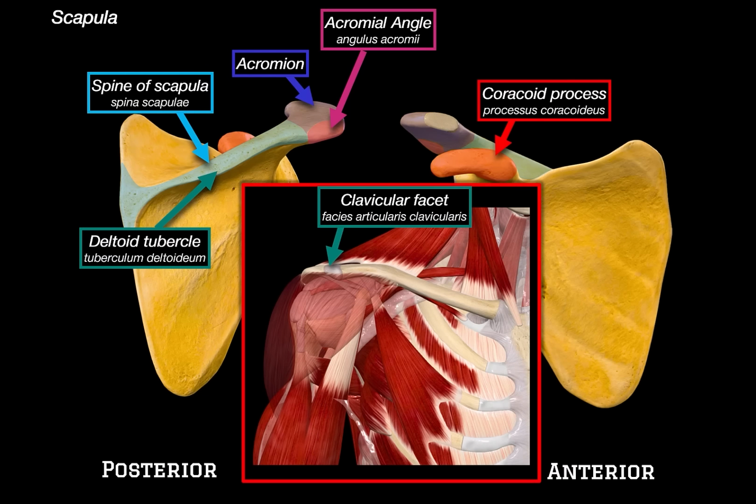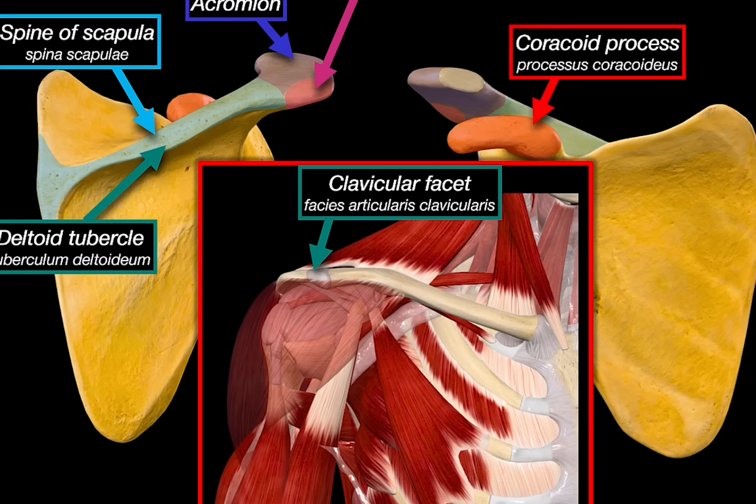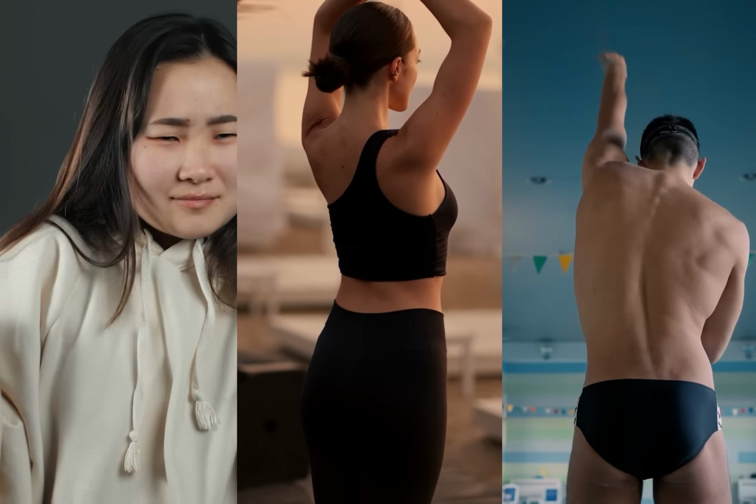If we now turn this image to the front, we can see the clavicular facet articulating with the clavicle, with an acromioclavicular joint between them. This joint is involved every time you shrug, raise, or rotate your arm.